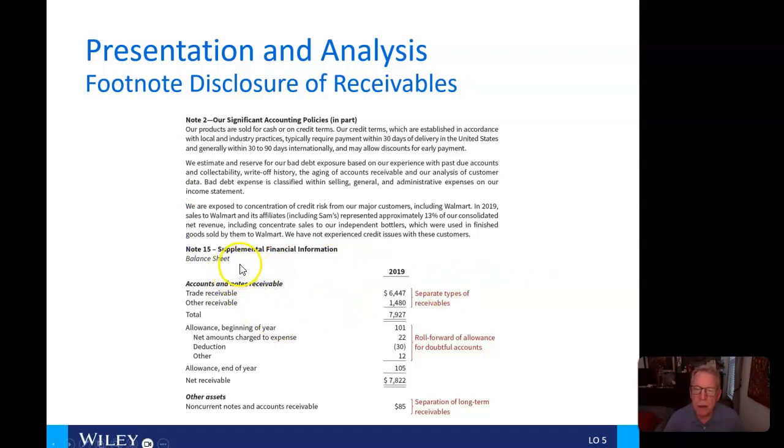And note number 15 here is supplemental financial information. So they separate the receivables into the types of receivables that they have. Here's trade receivables, other receivables, total receivables. They have an allowance at the beginning of the year, some amounts charged to expense, some deductions, some other. The allowance total at the end of the year, our net receivables then $7,822. And other assets here, non-current notes and accounts receivable, are spread out, the long-term receivables there.